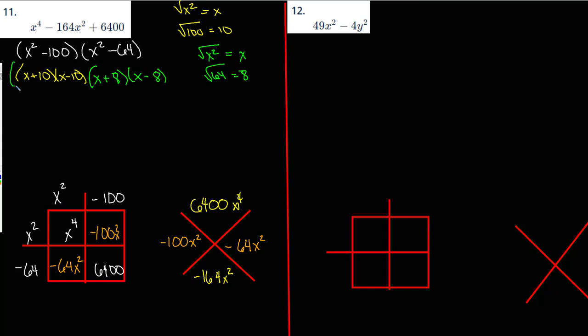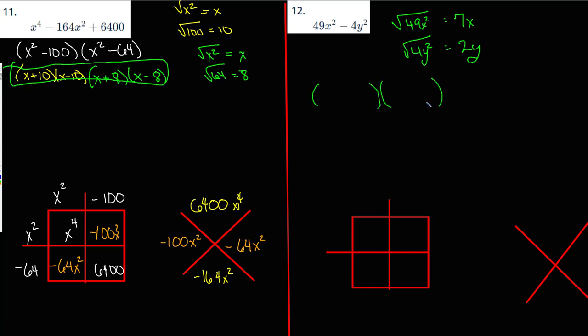This next one is a binomial. And that means I need to look to see, can I take the square root or cube root? Square root of 49x squared is equal to 7x. Square root of 4y squared is equal to 2y. So that gives us 7x plus 2y and 7x minus 2y.